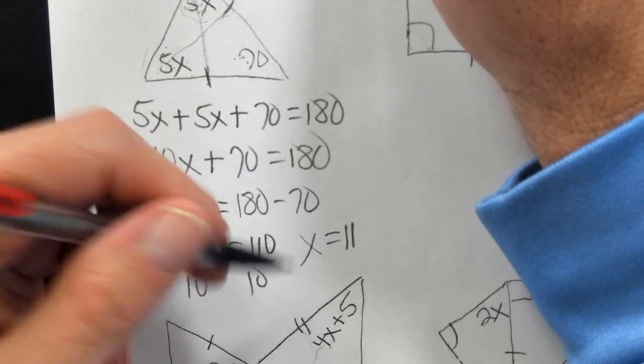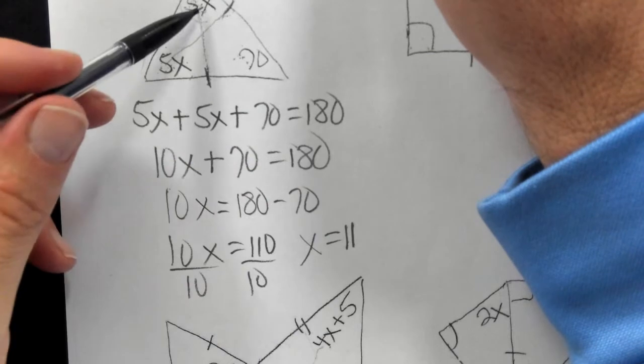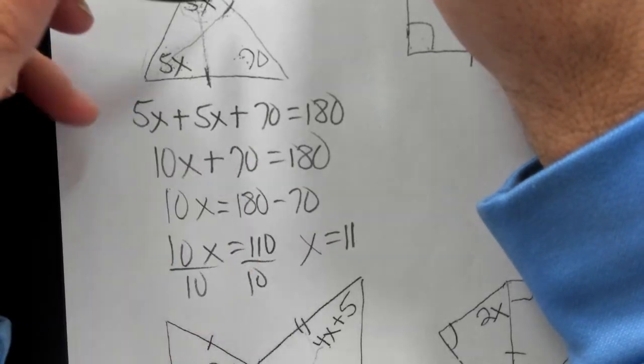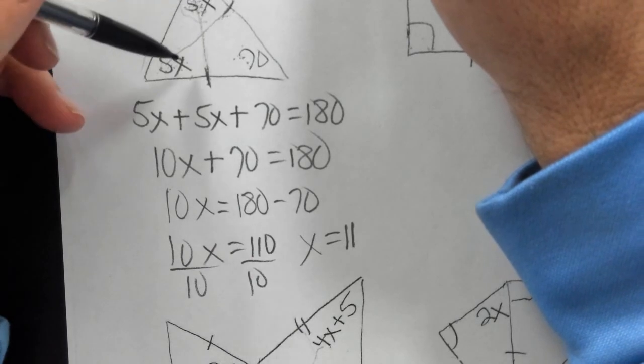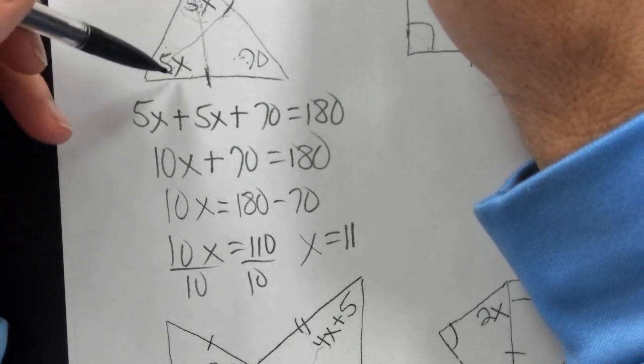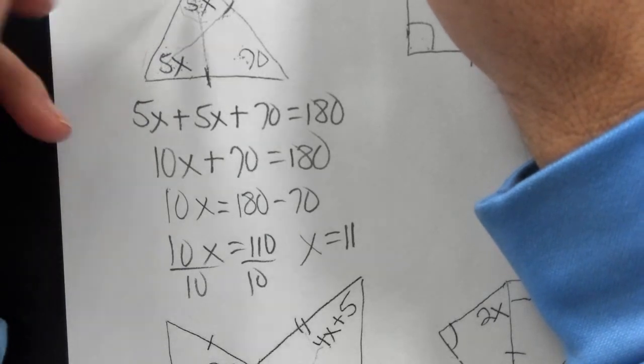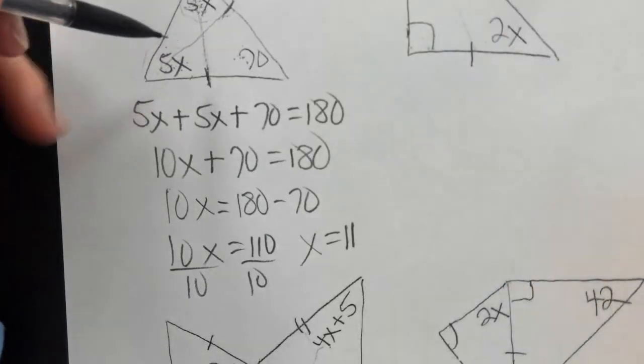If you're unsure that you've done it correctly, take 11, plug it into the x's for all of the angles. 11 times 5, 55. Here, same thing, 55. 55 plus 55 is 110, plus 70 makes 180. And if they all add up to 180, then you know you've done it correctly.